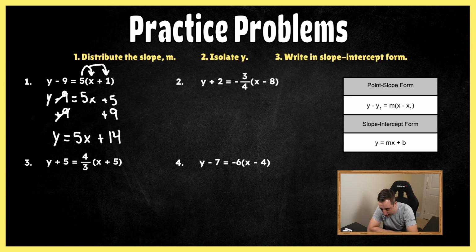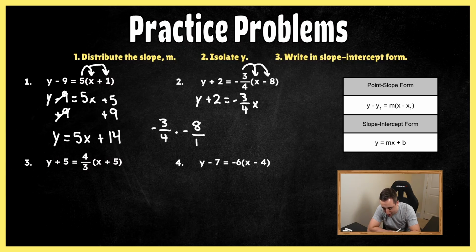Let's distribute our negative 3/4 or our slope to both terms. Y plus 2 is going to be brought down. We get negative 3/4 x. And now we deal with that scenario. We have a fraction times an integer here. So we have negative 3/4 times, you should put negative 8 over 1 because that doesn't change the value of it. We check diagonally to see if we can simplify anything, and I see 4 and 8 are both divisible by 4. So 4 divided by 4 is 1.